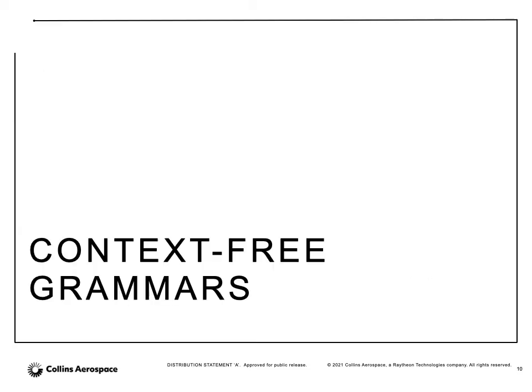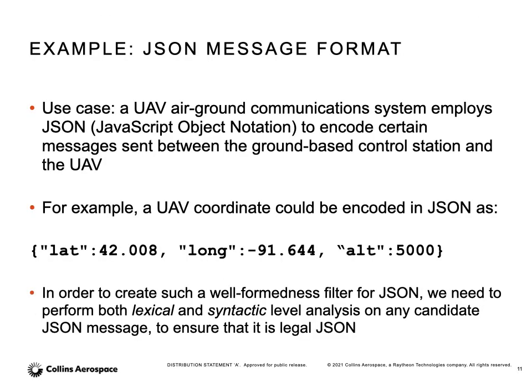In another approach, we examined using context-free grammars for message specifications. Consider a use case in which a UAV air-ground communication system employs JSON to encode certain messages sent between a ground-based control station and the UAV. For example, a UAV coordinate could be encoded in JSON as shown.